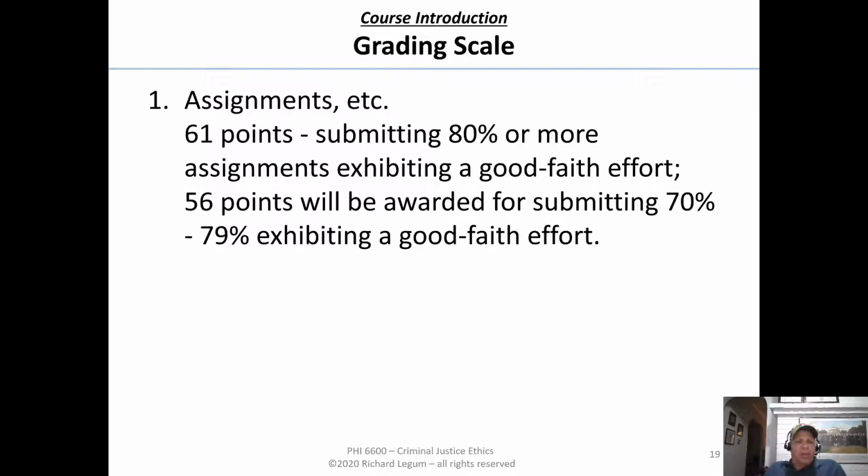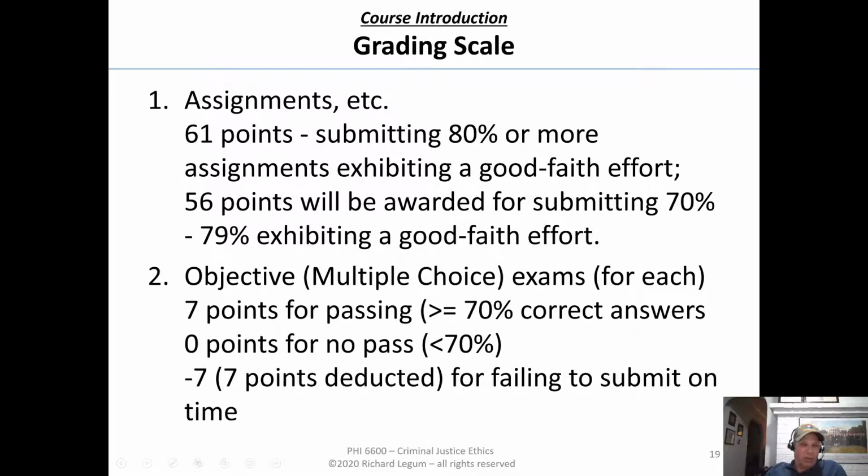But if you don't quite make 80%, let's say you get somewhere between 70 and 79%, again with the good faith effort, you'll be awarded 59 points towards the total score in the course. And I'll come back to explain to you how the total scores work.